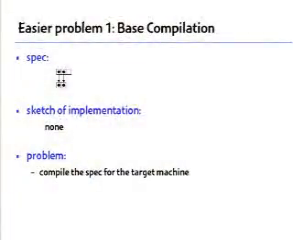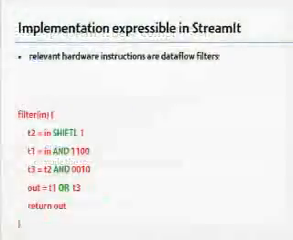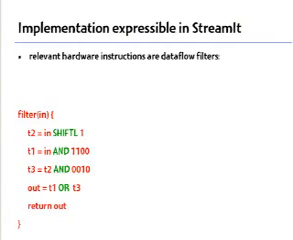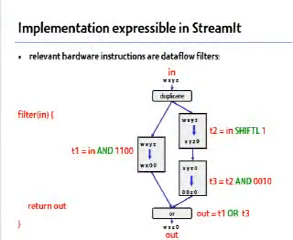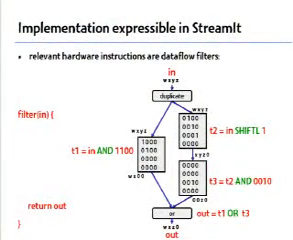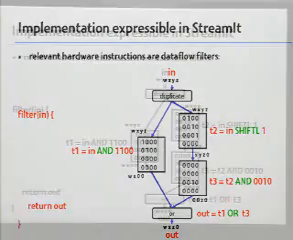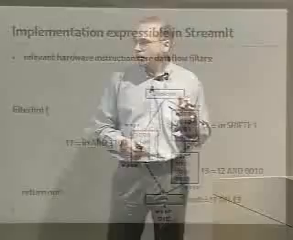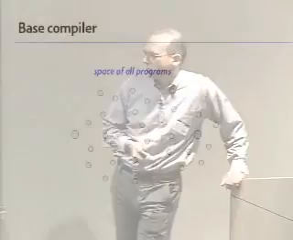The first step will be having no sketch whatsoever. Now the problem is simply taking the spec and compiling it for the target machine. And the problem is simplified by the observation that any implementation we have in mind over machine instructions such as shifts, ands, and ors corresponds to a data flow program, where each of these filters implement these instructions. So this one is a shift and can be represented with a matrix. And so this is a data flow program that represents the target machine, a target program, a program that you can directly emit into C. We call these programs implementation programs.